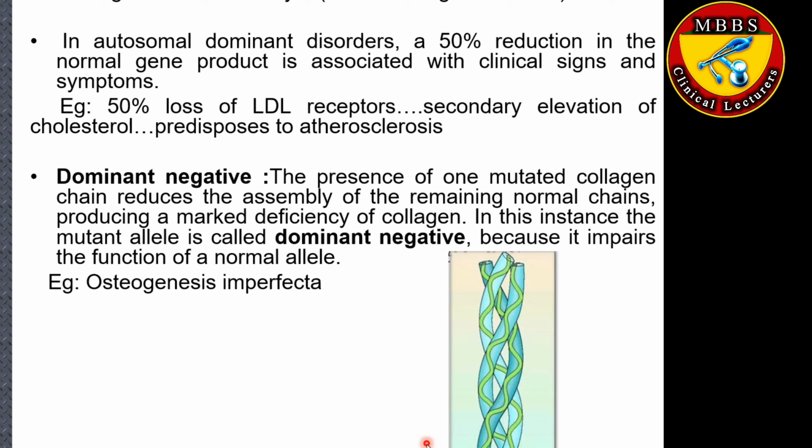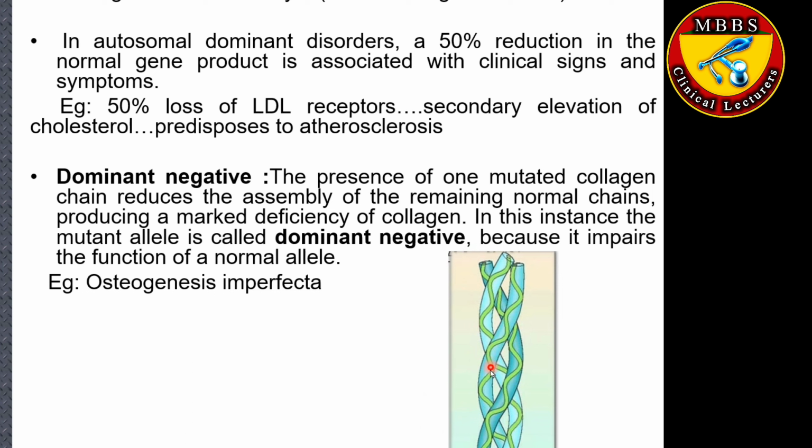Now, the other characteristic of autosomal dominant disorders is dominant negative. What do you understand by that? For example, we take a collagen chain. As you know, the collagen chain is made up of three alpha chains. This is a trimer, yes? The 1, 2, and 3 alpha chains of collagen are twisted around each other.